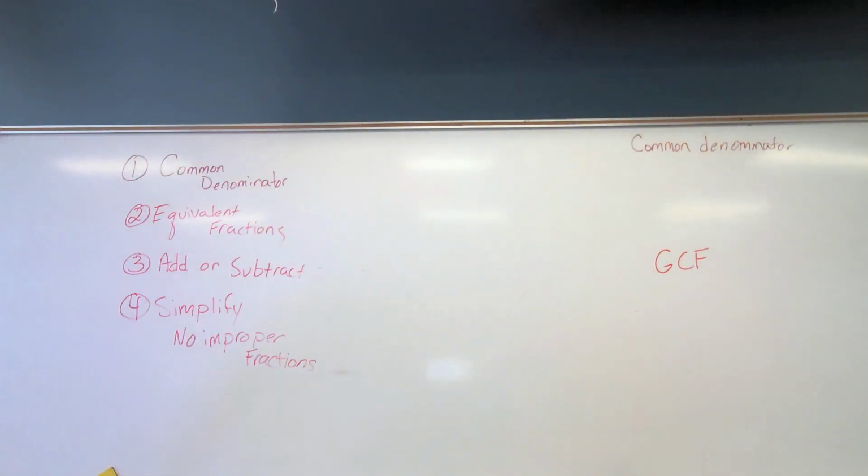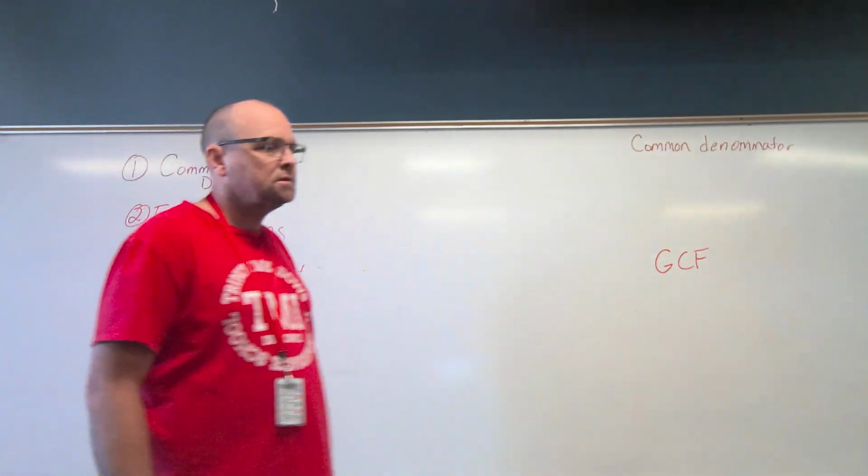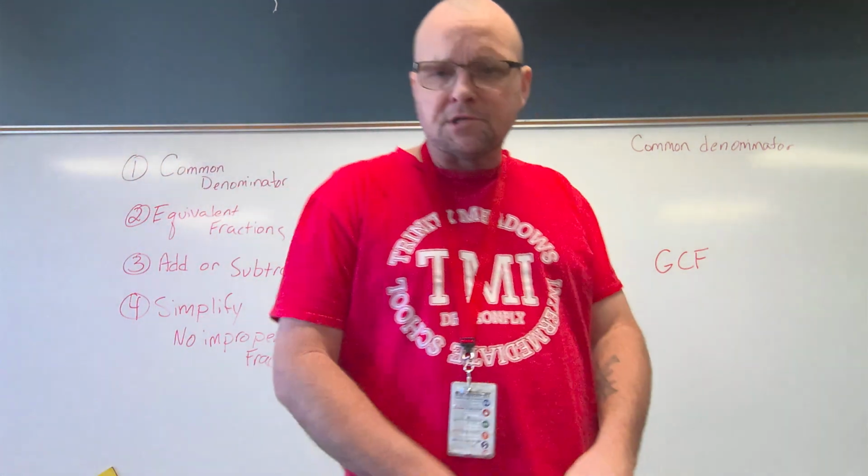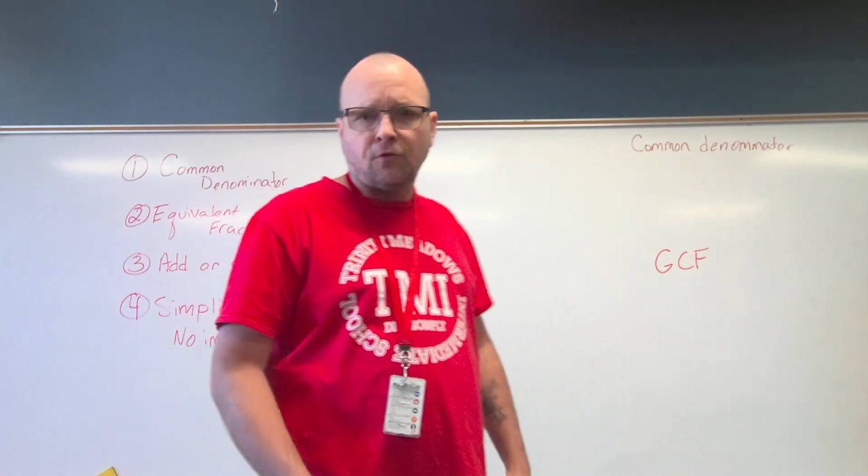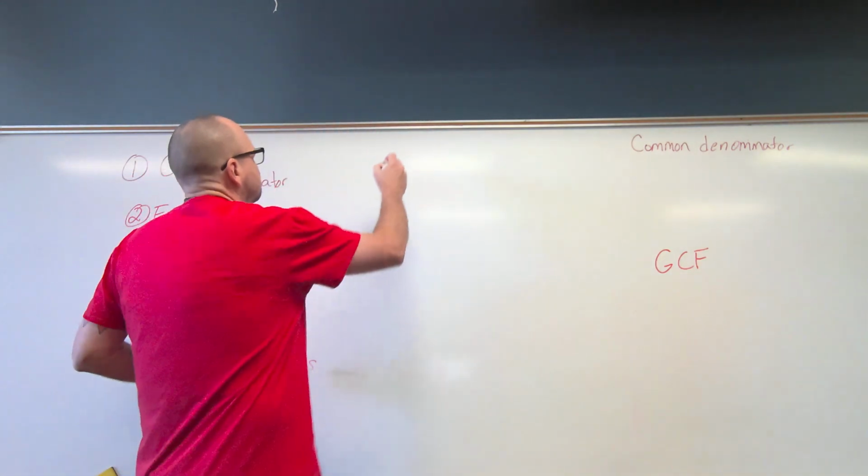So, adding, subtracting, fractions. We just have a few steps. Finding the common denominator. Making equivalent fractions with that common denominator. Add or subtract, paying close attention to the sign. And then simplify, leaving no improper fractions. So we're going to start with, let's go 4/18 plus 2/6.